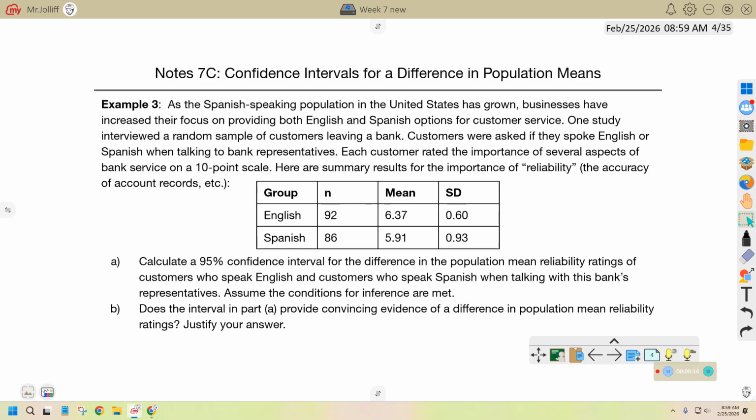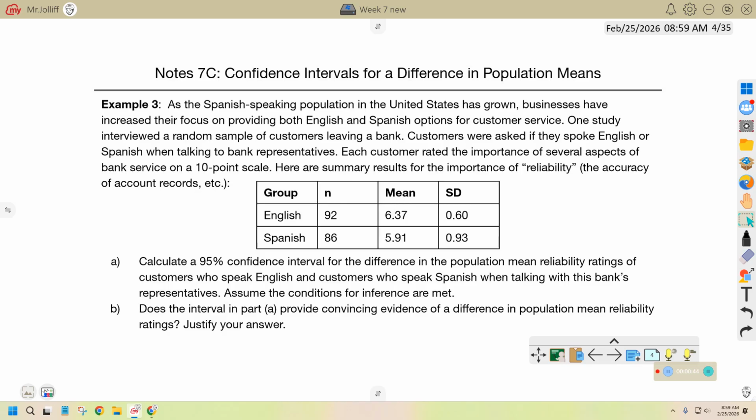It says, as the Spanish-speaking population in the U.S. has grown, businesses have increased their focus on providing both English and Spanish options for customer service. One study interviewed a random sample of customers leaving a bank. Customers were asked if they spoke English or Spanish when talking to bank representatives. Each customer rated the importance of several aspects of bank service on a 10-point scale. Here are summary results for the importance of reliability, the accuracy of account records.